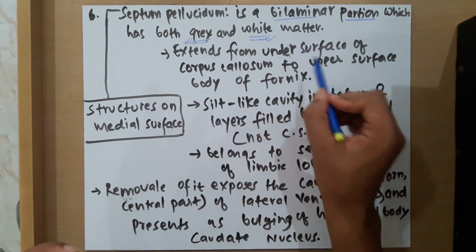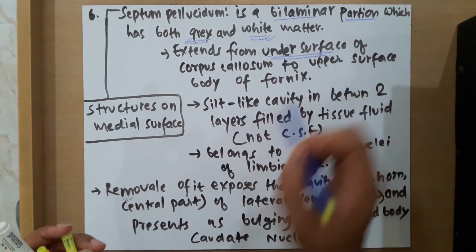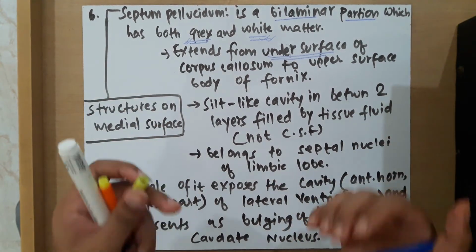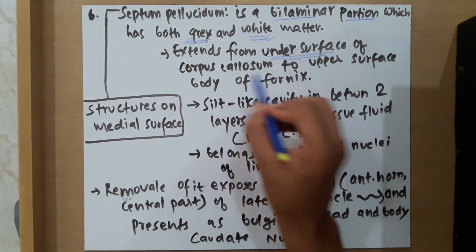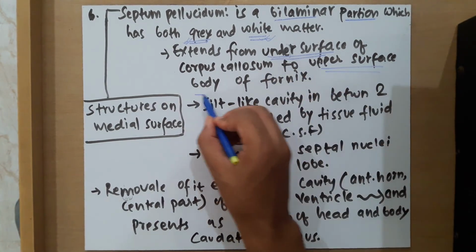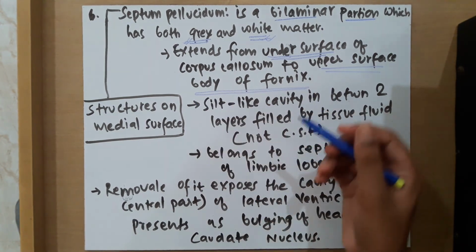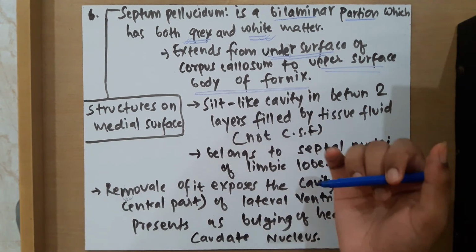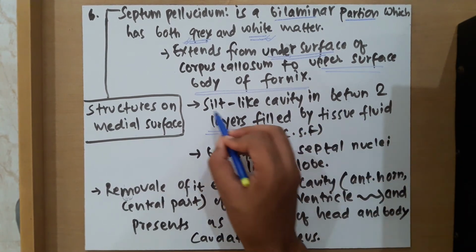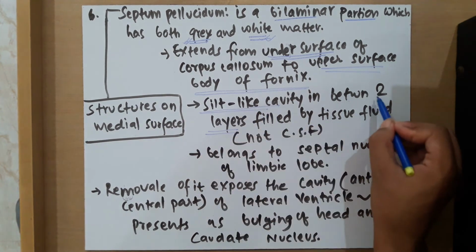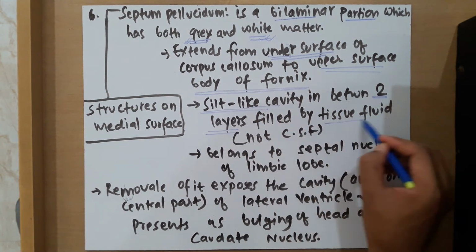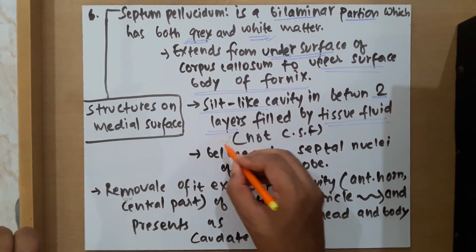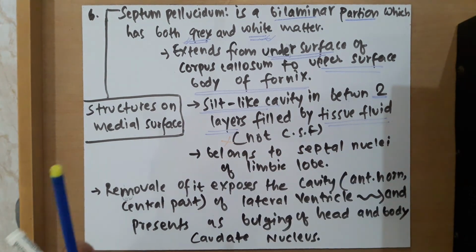Okay, it extends from the under surface. Very logical thing. If it is present between the corpus callosum and the fornix, and the fornix is present below the corpus callosum, then it must extend from the under surface of the corpus callosum to the upper surface of the body of fornix. Now we'll discuss the fornix in the next video, fornix and the third ventricle. And it has a slit like cavity in between the two layers, and that is filled by tissue fluid, not CSF. Don't get confused over there.